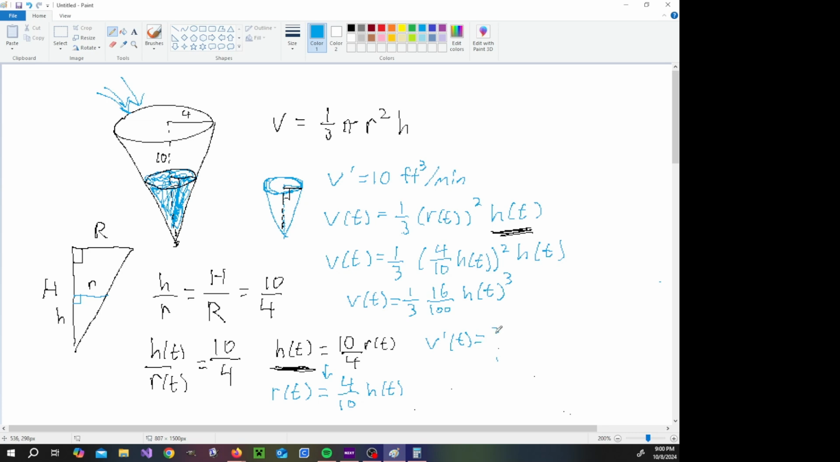So this 3, sorry, I keep getting ahead of myself. The 1/3 and the 16 over 100 is going to stick around. Now I use the chain rule on this h of t cubed, and that turns into 3 h of t squared times the derivative of the inside, h prime of t. And I can simplify this just a little bit. 1/3 times 3 cancels, leaving 16 over 100, h of t squared times h prime of t.